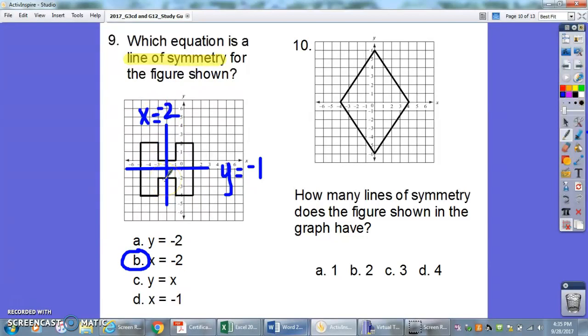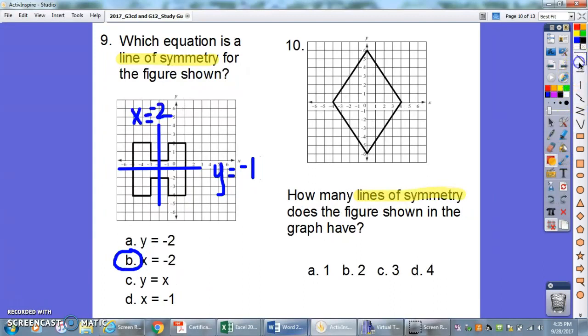Now, moving on to number 10, how many lines of symmetry does the figure shown in the graph have? So again, a line of symmetry will fold a figure in half perfectly. So when you draw the line, it should fold it perfectly. So this one has 2. Usually you want to draw the line from the vertices, like a diagonal, connecting corners, or folding it in half. But this one, if we fold it in half, just like so, you'll notice that it's not matching up.